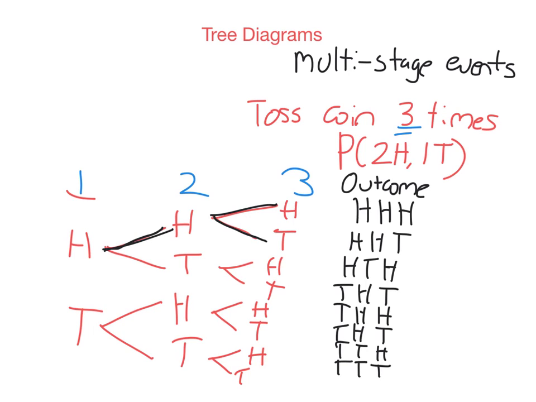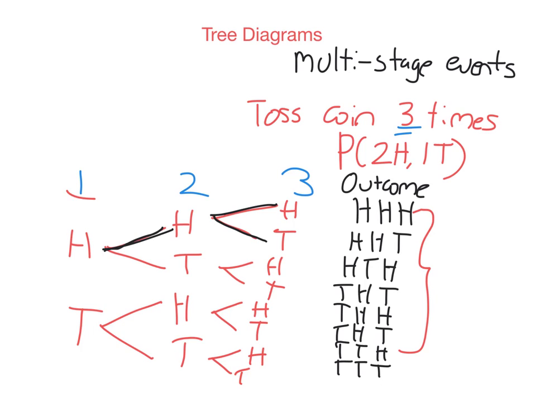Now, in this one, you can see there are 8 outcomes, and each of them is equally likely because each time I toss the coin, heads and tails are equally likely. So each of these 8 outcomes has a probability 1/8 of occurring. So the probability of getting head, head, heads is 1/8.